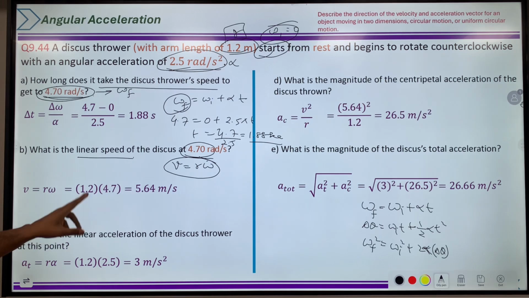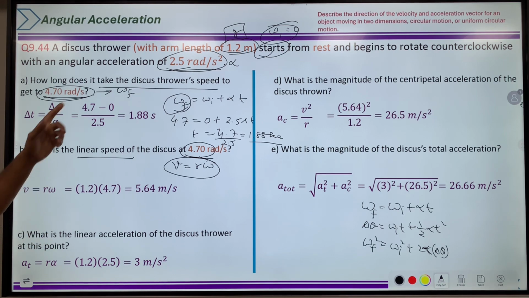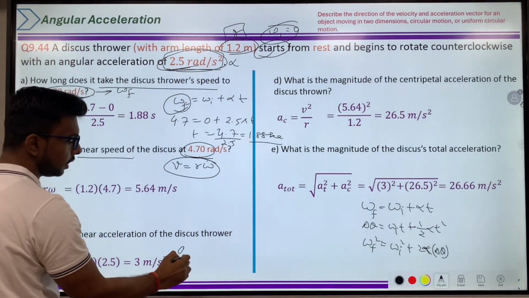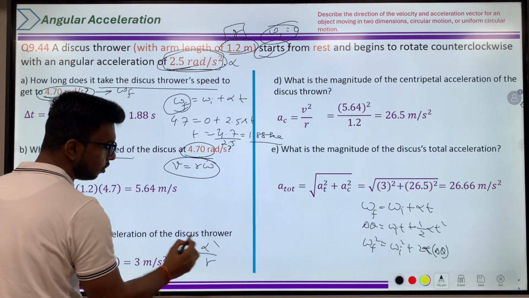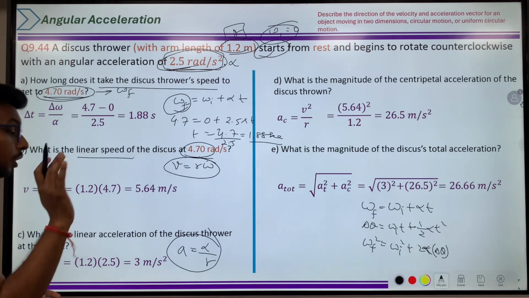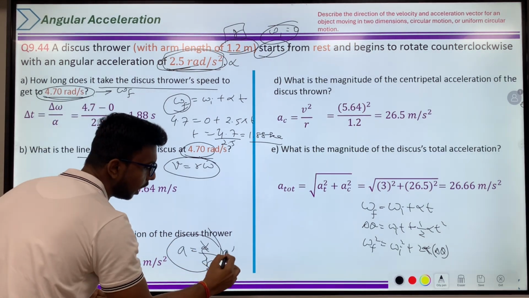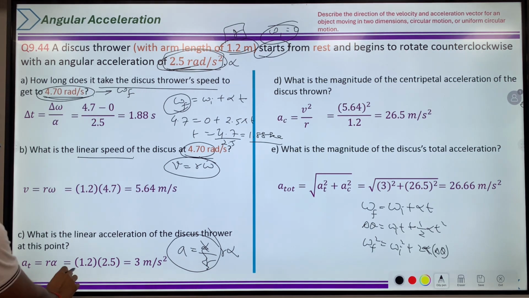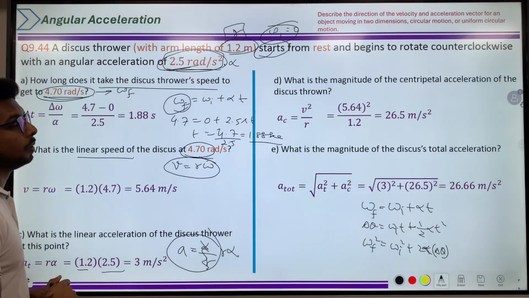What is the linear acceleration of the discus thrower at this point? Linear acceleration: if I have the angular acceleration, because it's constant, a is equal to r alpha, so alpha is equal to a by r. So r times alpha, I have the radius, I have the alpha, I can simply multiply.